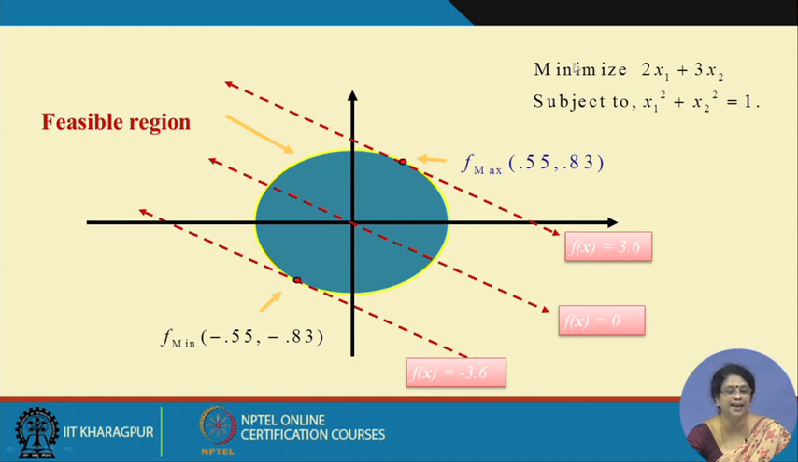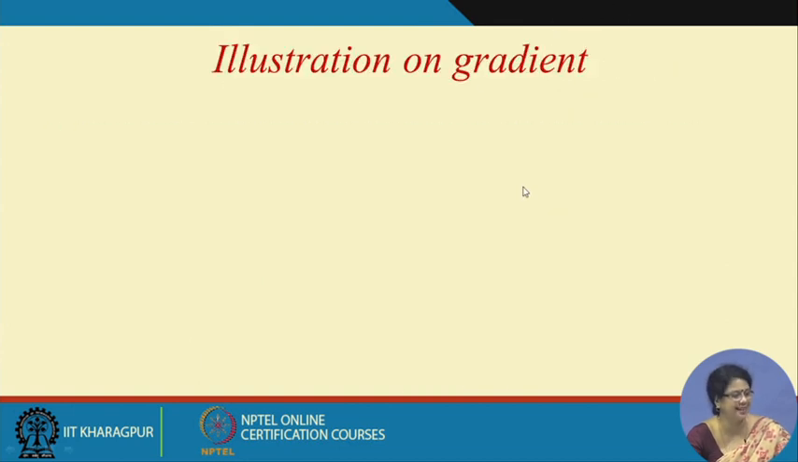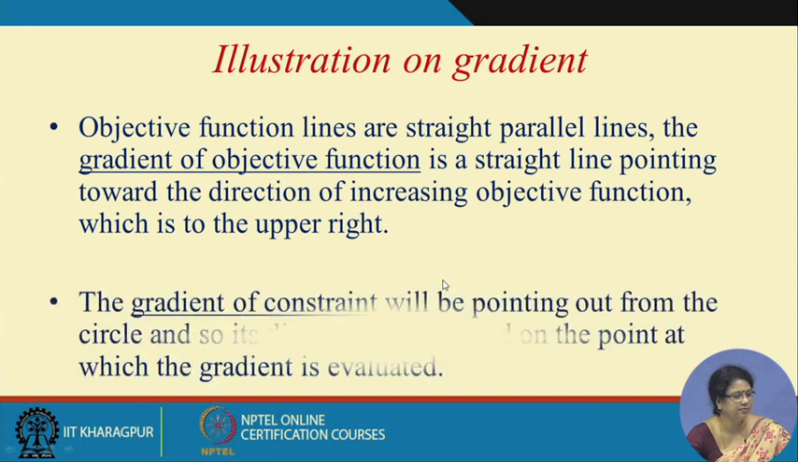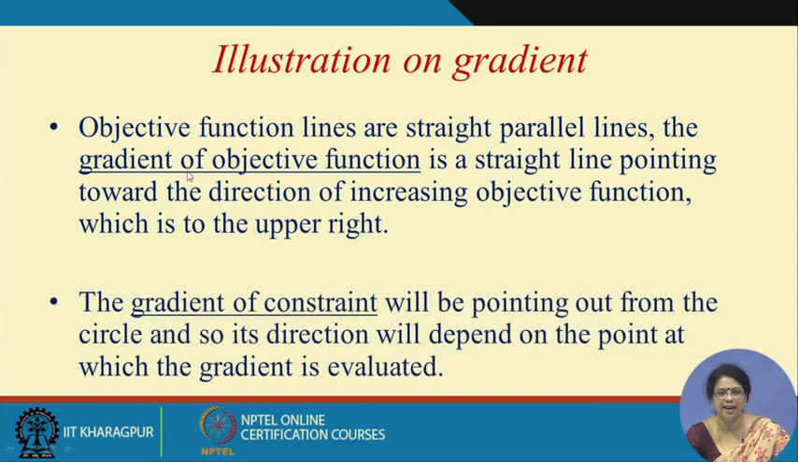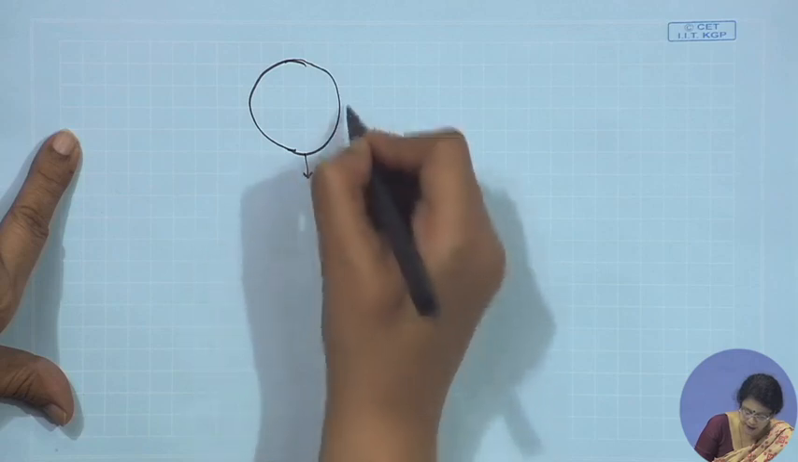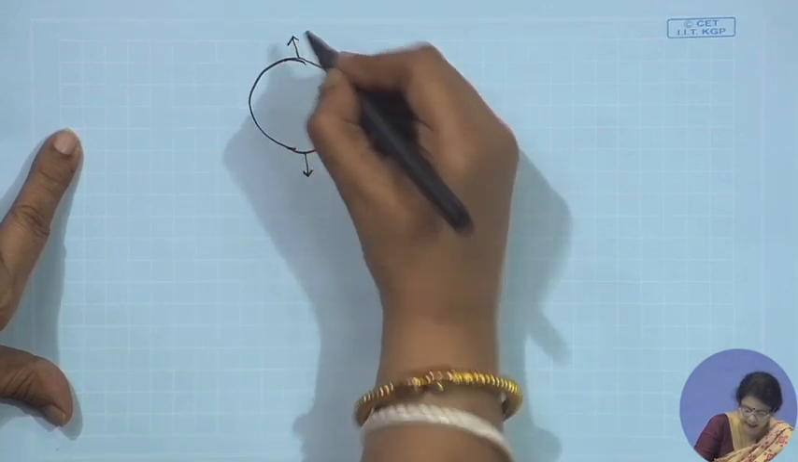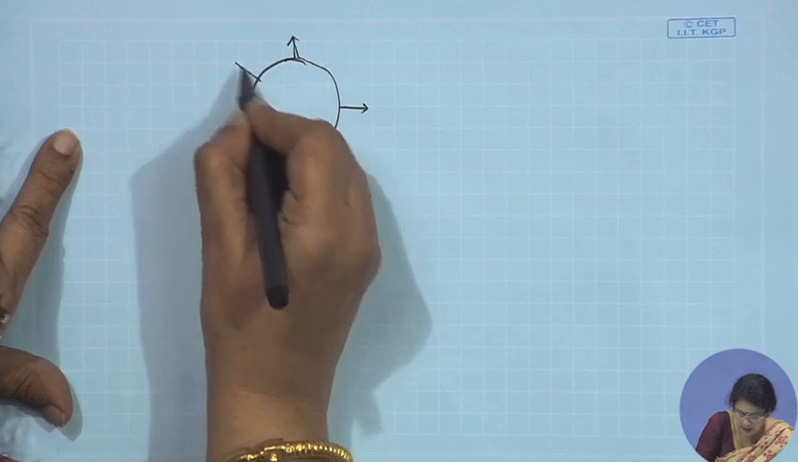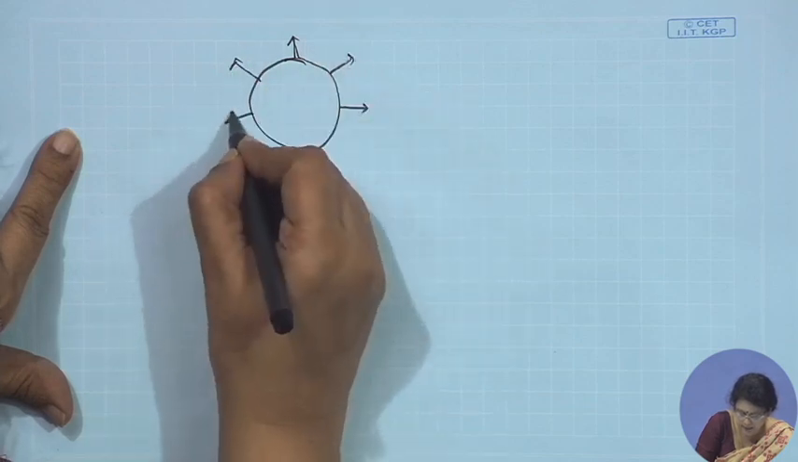With this idea, just see a nice fact in the next part. If I say it verbally, the gradient of the objective function is a straight line pointing toward the direction of increasing objective function, and the constraint gradient would be pointing out from the circle, its direction depending on the point at which the gradient is evaluated. That way I can say, if this is the circle, at this point this is the gradient, that should be the normal. This is the gradient, this is the gradient, this way.